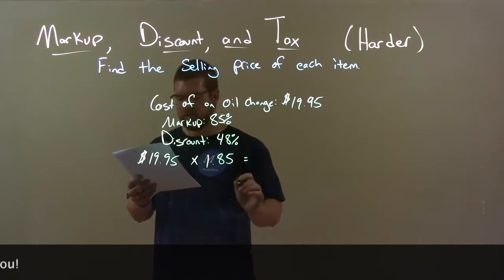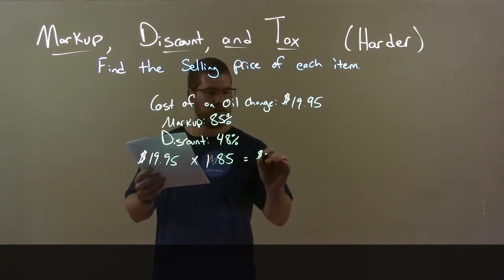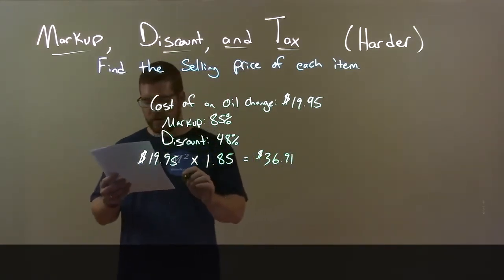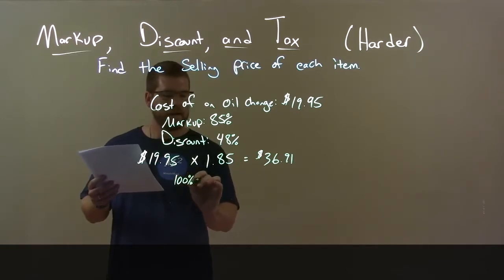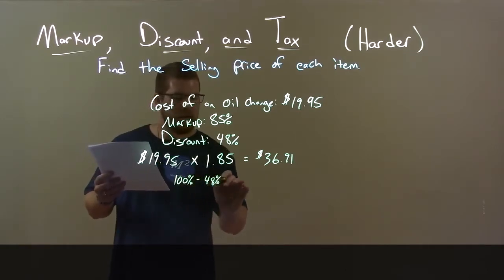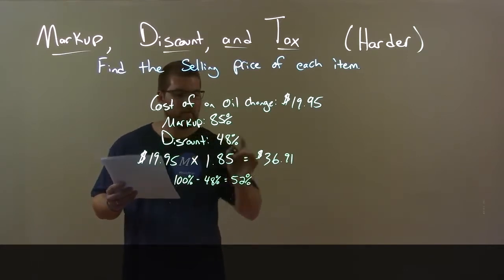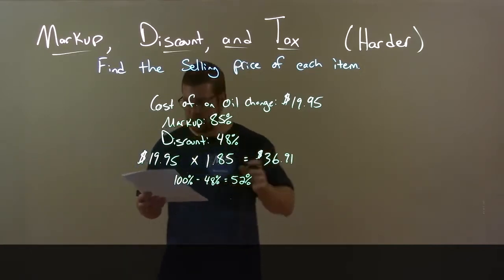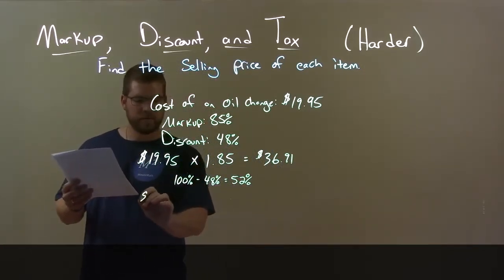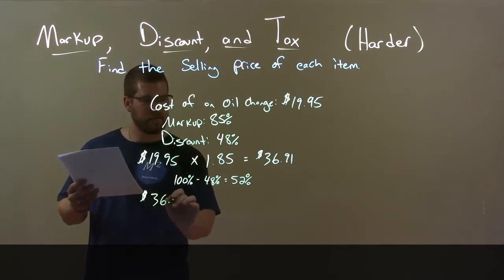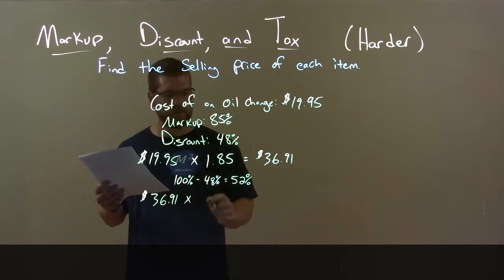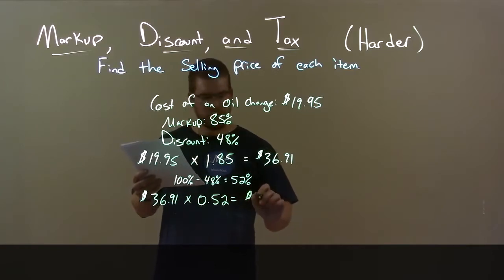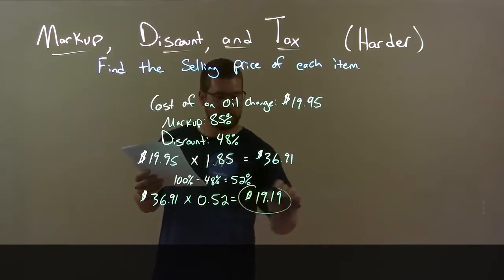This gives us an after markup price of $36.91. Now, they say we have a discount of 48%. So to calculate that, take 100% minus the discount, 48%, and that equals 52%. That means we're paying 52% of the after markup cost. So we take the after markup cost of $36.91 and multiply that by 52% as a decimal, 0.52. And that gives us a final sale price of $19.19.